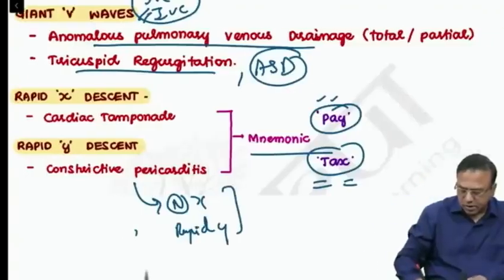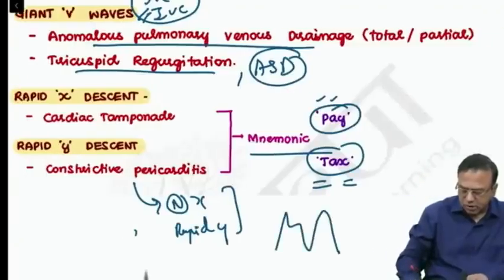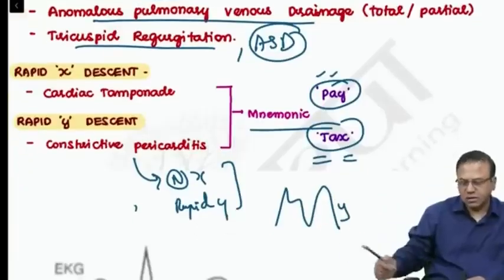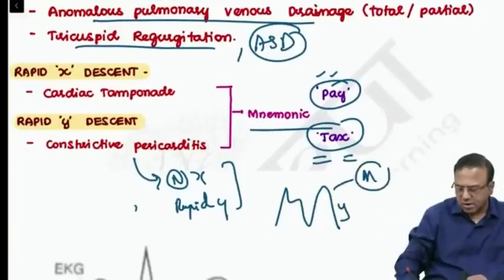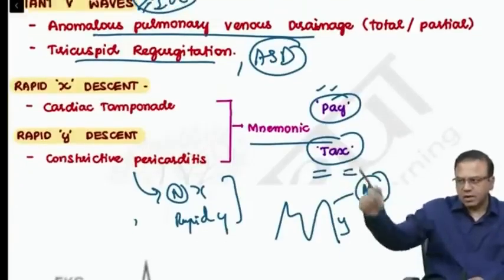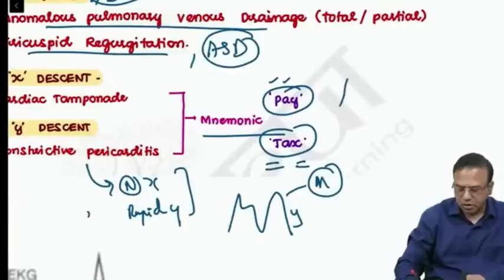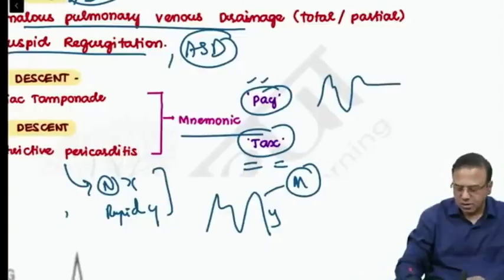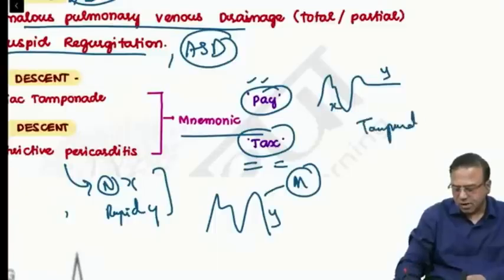Because of this, you will get a graph showing a sharp Y descent but normal X descent. This looks like what is called an M pattern graph. In a patient with cardiac tamponade, you will see the X descent is sharp but the Y descent is hardly there. So Y descent may be absent, X descent is deep. This is the kind of graph that you will see in a patient with cardiac tamponade.